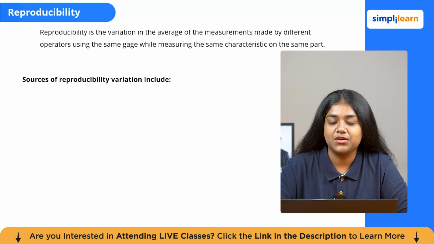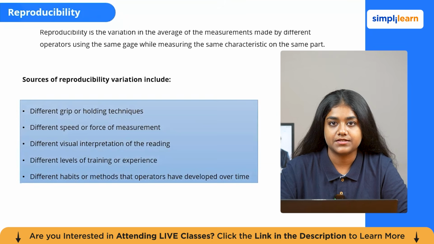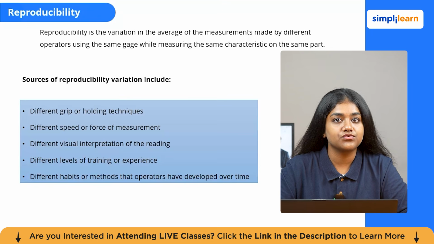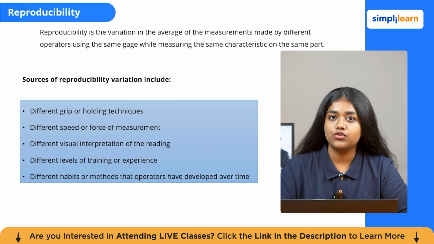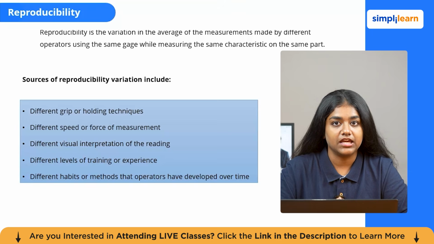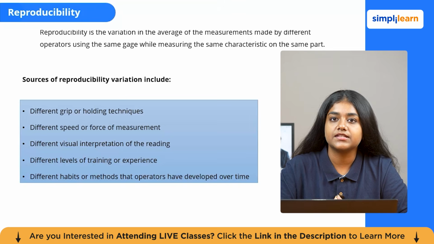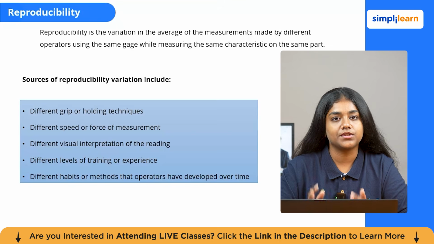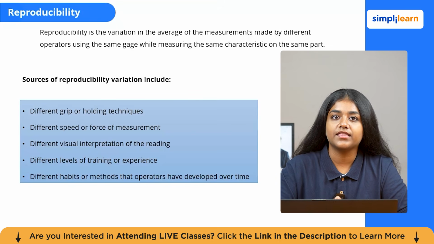So the sources of reproducibility variation include different grip or holding techniques, different speed or force of measurement, different visual interpretation of the reading, different levels of training or experience, and different habits or methods that operators have developed over time. The effect of operator variation on the results can be significant. In industries where many different operators use the same gauge, such as incoming inspection stations, production floor, and quality checks, reproducibility issues mean that the acceptance or rejection of the parts depends on who is measuring and not just the part itself. That's not a fair or reliable system. The goal is for different operators to get the same results from the same part with the same gauge. Reproducibility studies identify when that's not happening.